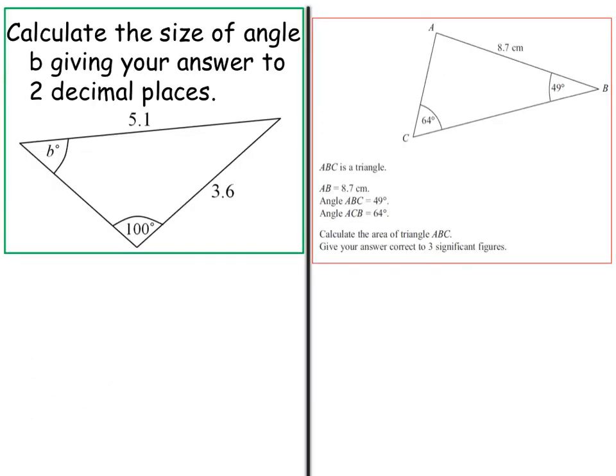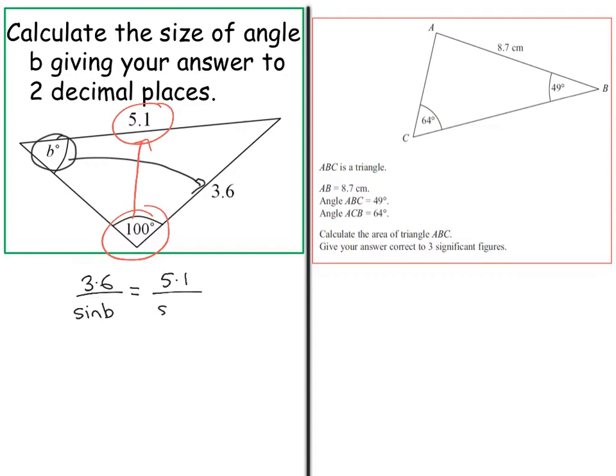Okay, so first of all, if we have a look at the green question, we're looking for this angle here, which is labelled as B, and we can see we have the side opposite this, which is 3.6 centimetres. And then we also have another angle, which is 100 degrees, and opposite that a side of 5.1 centimetres. So we can set up the equation like this, 3.6 over sine of B is equal to 5.1 over sine of 100. Now all we've got to do is figure out what the value of B is here.